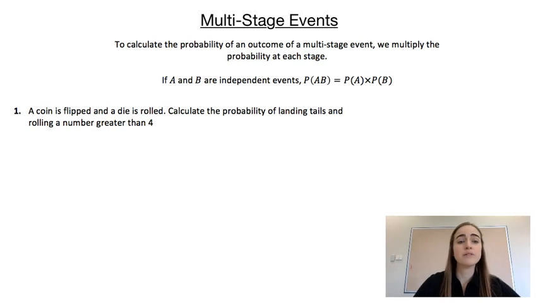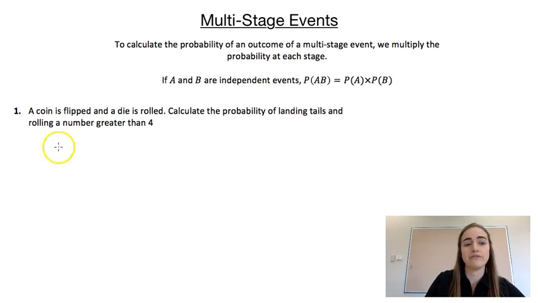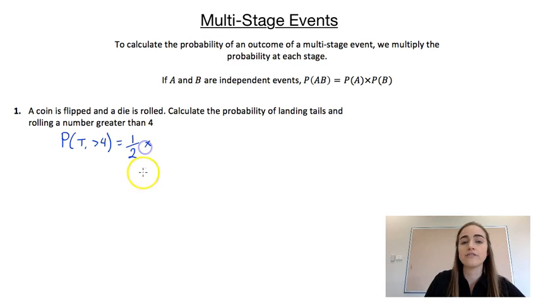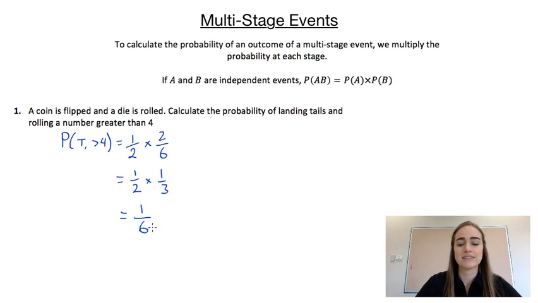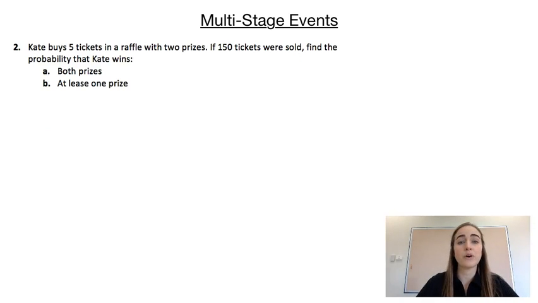So our first example says a coin is flipped and a die is rolled. Calculate the probability of landing tails and rolling a number greater than 4. So the probability of tails and a number greater than 4. Well, the probability of landing tails when we flip a coin is a half. And the probability of rolling a number greater than 4, well, there's only 5 or 6, so that's 2 out of 6, which is the same as a third. So a half times a third would give us a probability of 1 in 6.